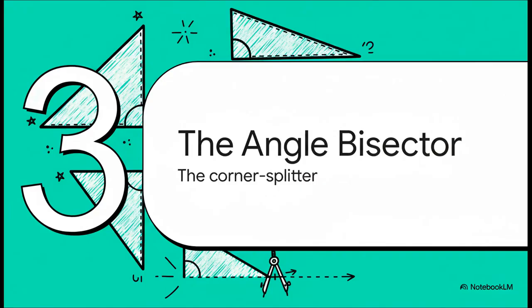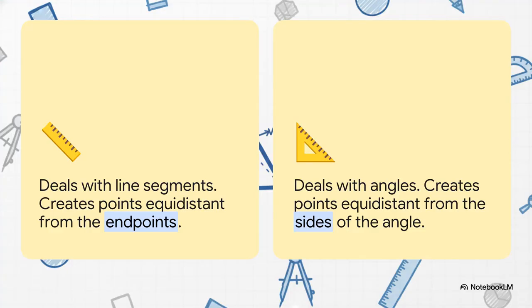Okay, on to tool number 2 in our kit. This one tackles a similar problem, but instead of splitting a line, it's all about perfectly splitting a corner, or an angle. Now, it's super important to know when to use which tool. The perpendicular bisector, that's for line segments. It finds points that are the same distance from the endpoints. But the angle bisector is for, you guessed it, angles. It finds points that are the same distance from the sides of the angle. Ends versus sides, that's the big difference.